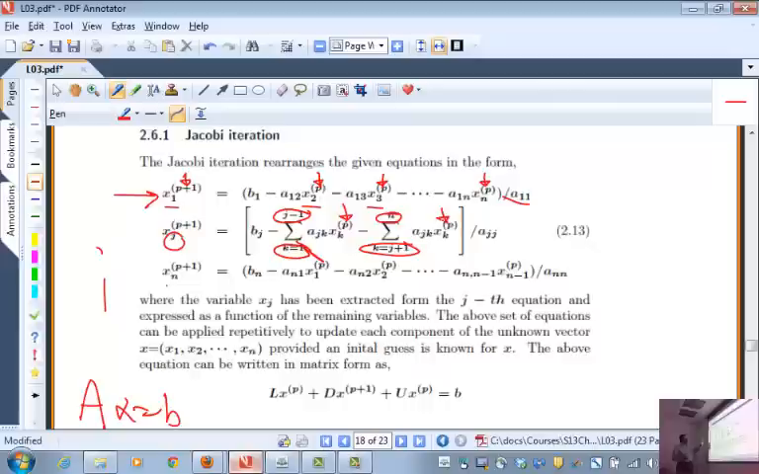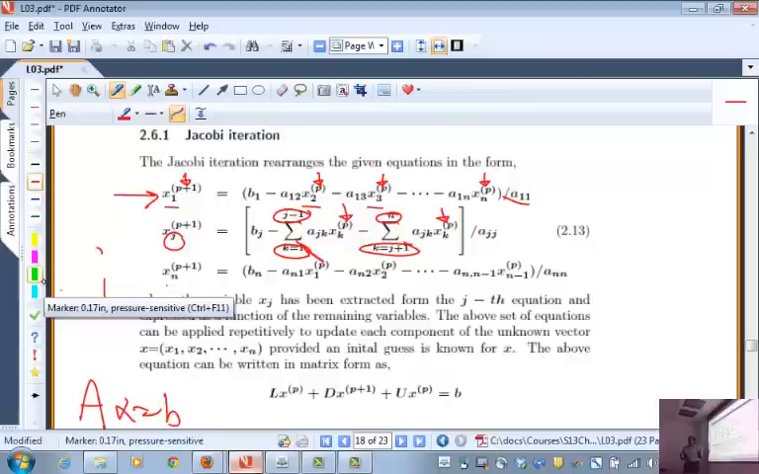An inner loop which handles all the components one by one, and an outer loop which handles iteration by iteration, and then a check to make sure that things have converged or not. But how do we represent it symbolically, mathematically, in terms of the lower, the upper, and the diagonal matrices? And that is given in here.